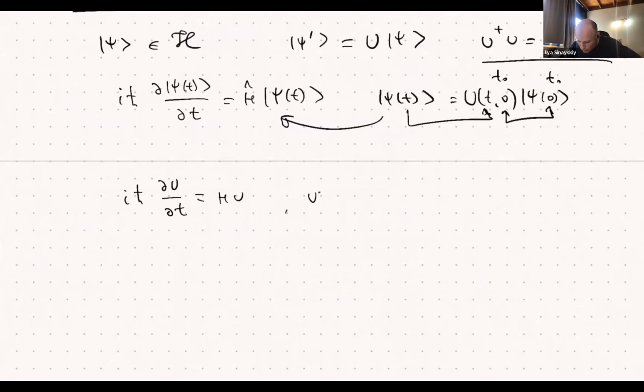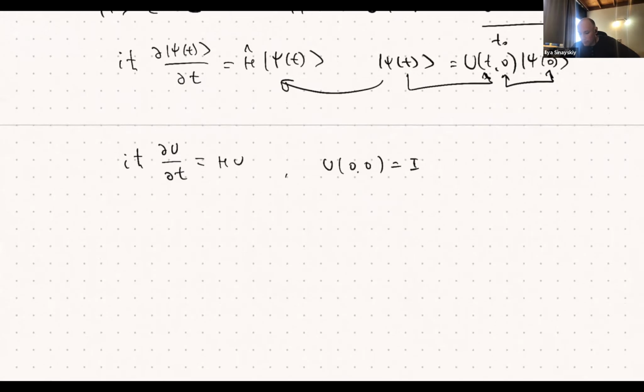where, of course, the initial condition is that the unitary operator at time moment 0, or if we use two time notations, u of 0, 0 is equal to identity. Yes, of course, because if we have identity here, then if t is equal to 0, we get exactly the same vector. Okay, so that would be very good.